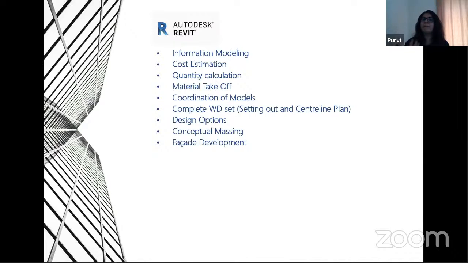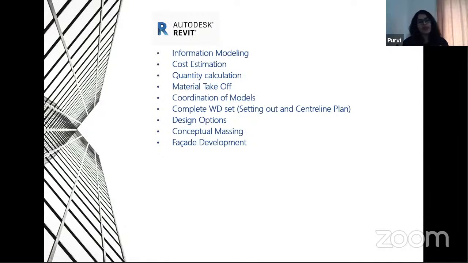Then we have the complete WD set, where we do the detailing. You can easily complete the WD set, where we can detail out each and every portion, because since we are working with 3D, you already have the joint fixtures and everything done on the model. All you need to do is detail using annotation lines here and there, along with the setting out and the center line plan that is required in the WD set.